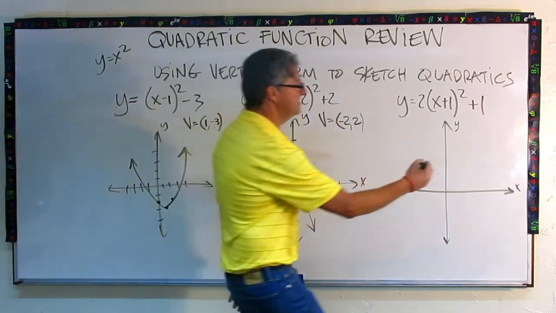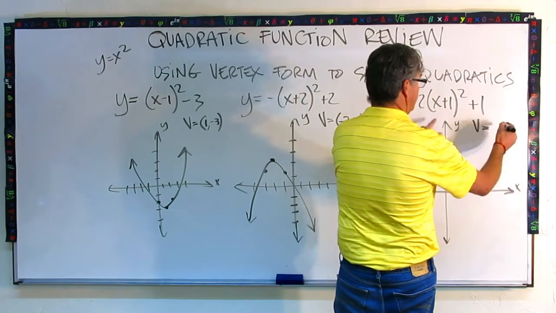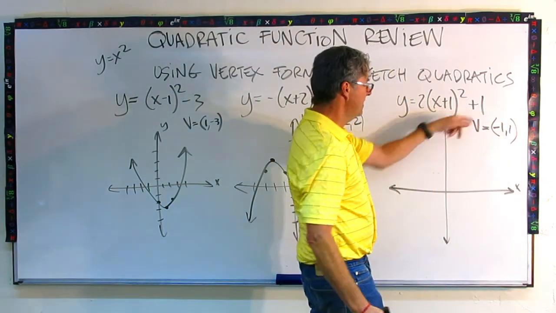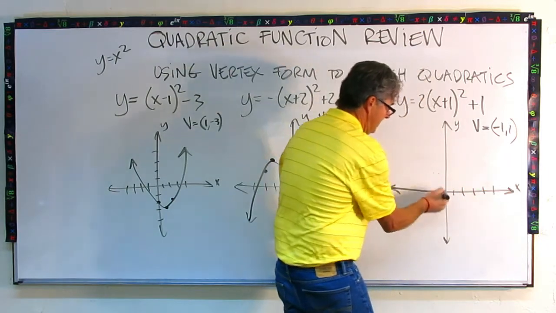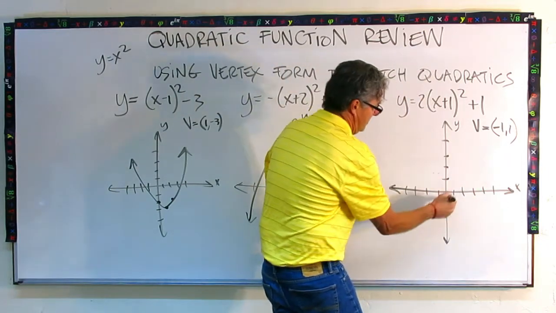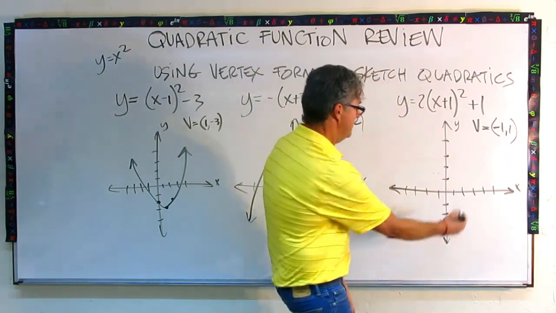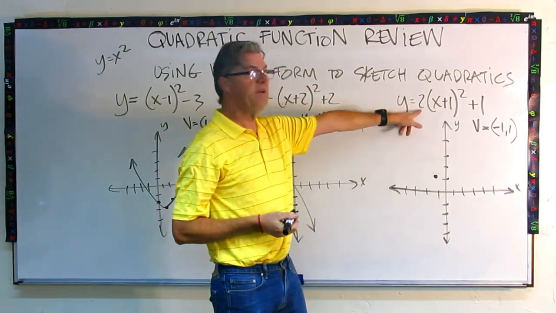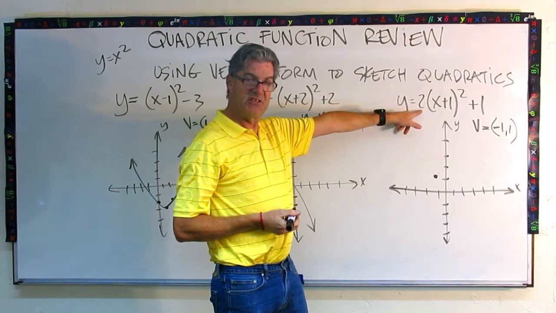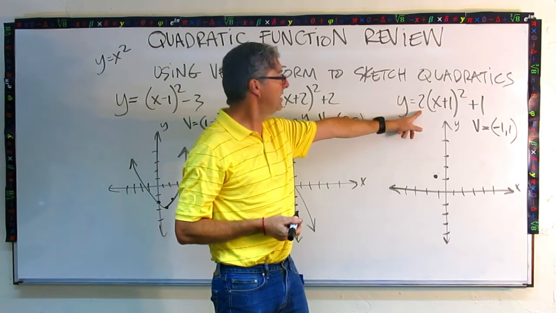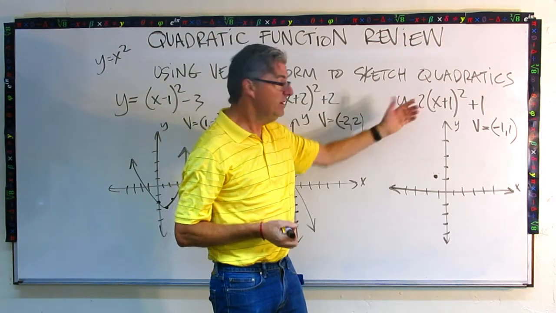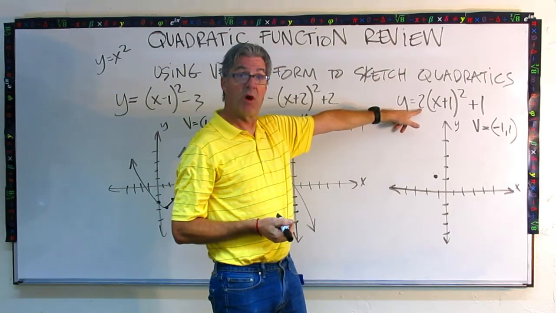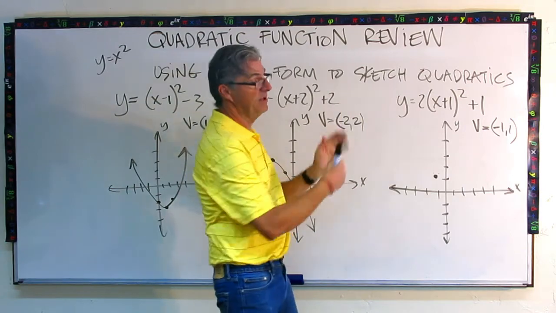Okay, let's do the vertex. Vertex is negative 1, 1. Change the sign here, keep the sign there. Let's graph the vertex. So negative 1, 1. There's our vertex. Now, suddenly we have an a. All right, so this is going to change the shape of our parabola. a is positive, so the parabola's going to open up, and our a is bigger than 1, so it's going to make a narrower parabola.